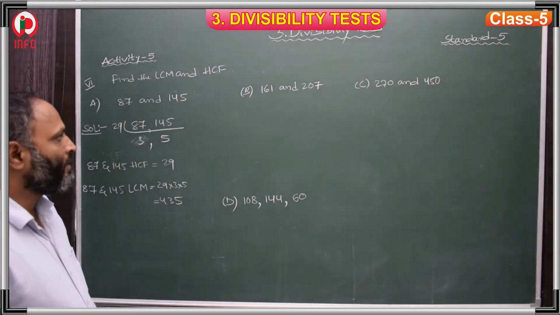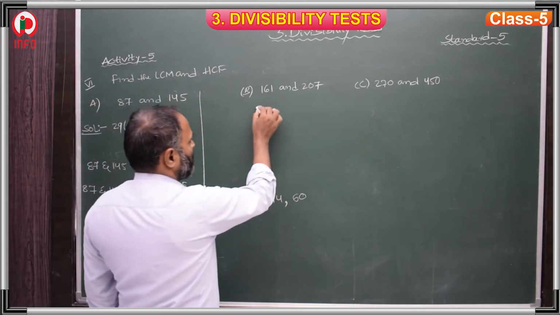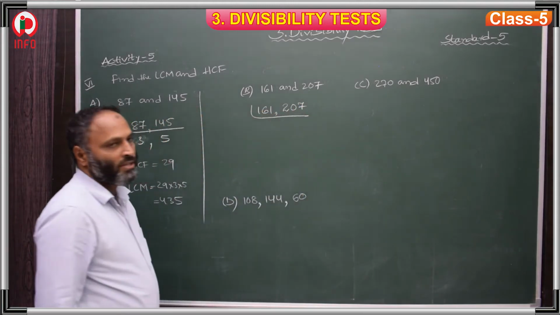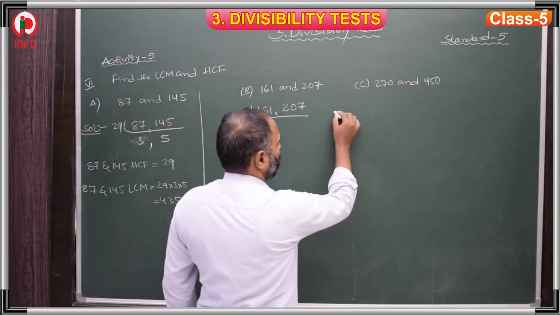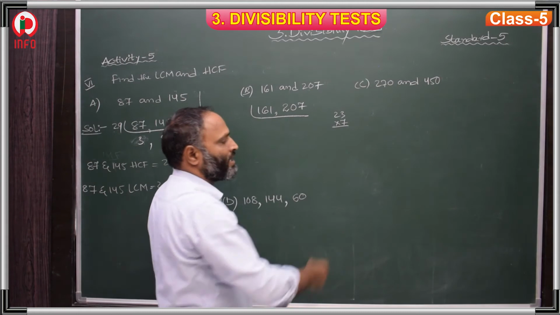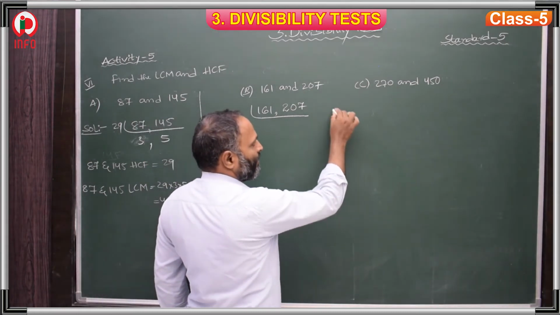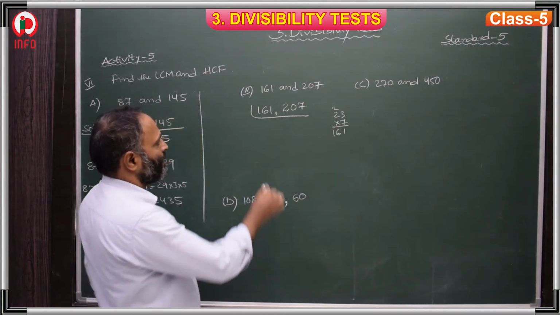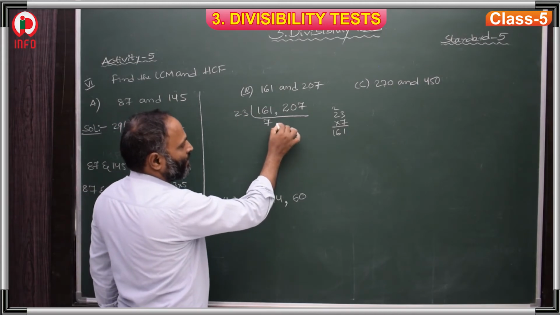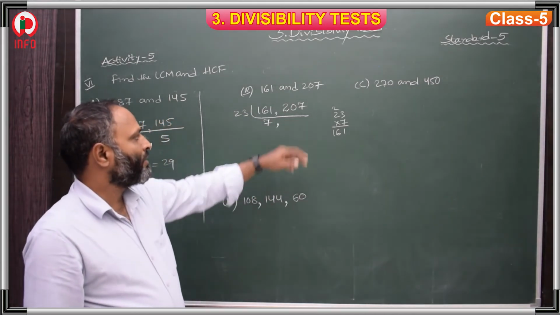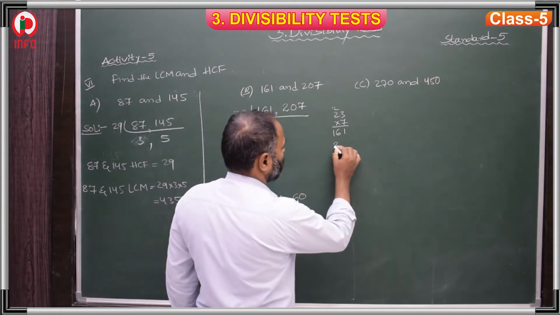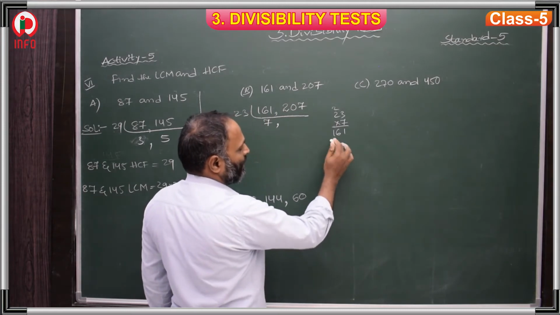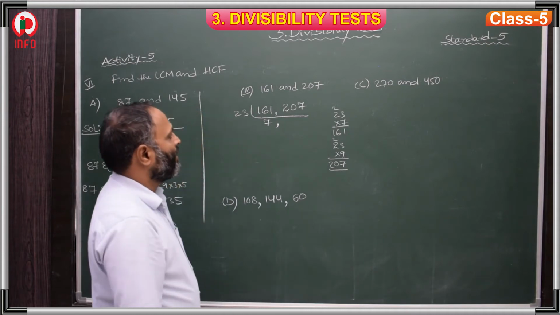Now, second, 161 and 207. These two cancel. In which common table will they cancel? 23. 7 threes are 21, 2, 7 twos are 14, 15, 16, 161. 23 sevens are 161. Here take 23. 23 sevens are 161. Then this 207: 23, 9 threes are 27, 2, 9 twos are 18, 19, 20, 207. This is 9s.